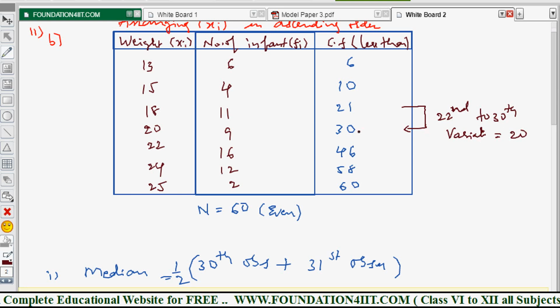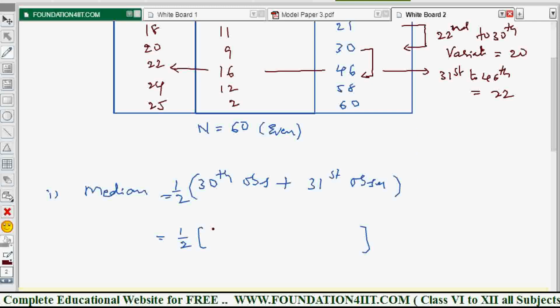Again the 31st, this is 30 number. So after 30, from the 31st to 46th observation the variant is 22. Okay, same line, what it is here is 22, and this 30 line is 20. Now the 22nd to 30th is 20 and the 31st is 22, so that is 20 plus 22, half into 42, so 21 is the answer.